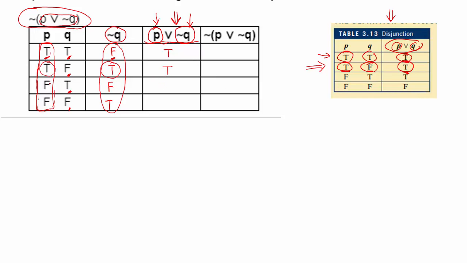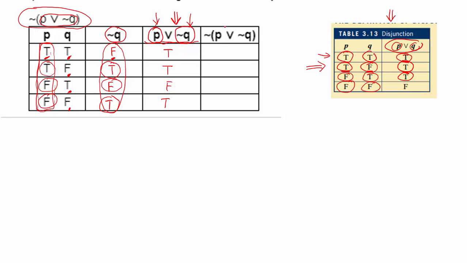Now the third pair, so the P is false, okay? The negation of Q is also false. So you have a false or false. So it's this scenario. So the or statement should be false. So put F here. The last pair, the P is false, but negation of Q is true. So you have basically, okay, this scenario. So the or statement actually is true.